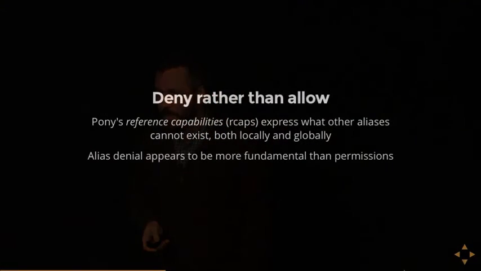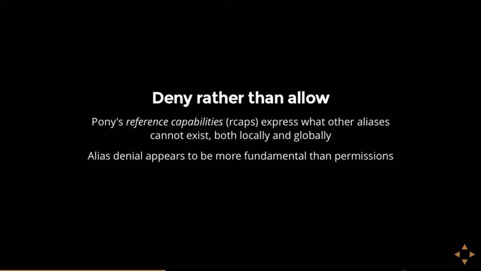So one of the big differences is that Pony's reference capabilities are built on the concept of denying rather than allowing. So instead of saying this is a capability and it lets you do this set of things, it says the existence of this alias means that there are other aliases that we know can't possibly exist. And it appears to be that maybe this is more fundamental than permissions.